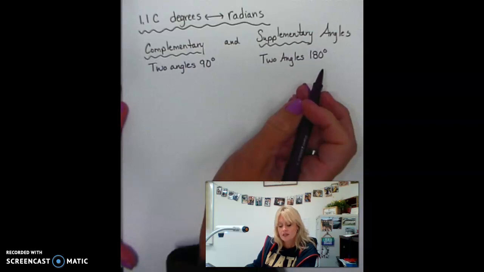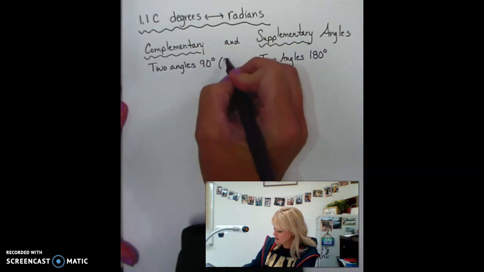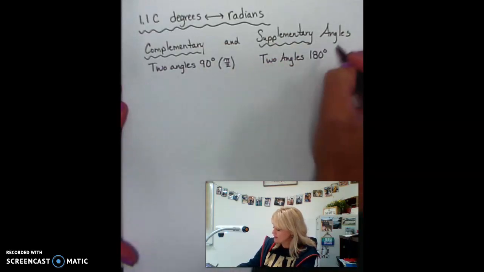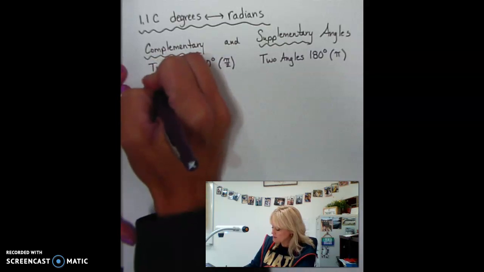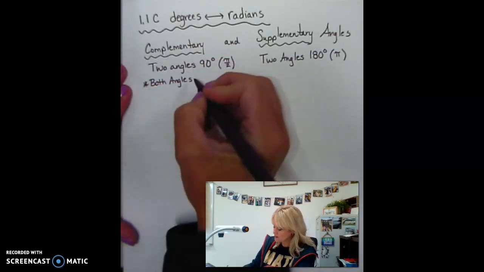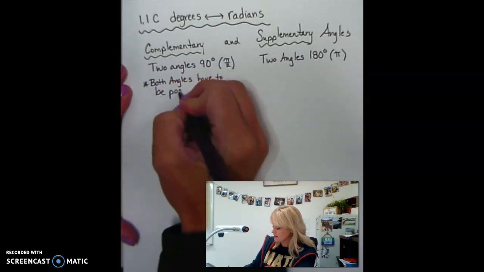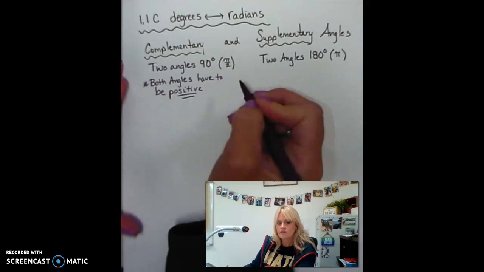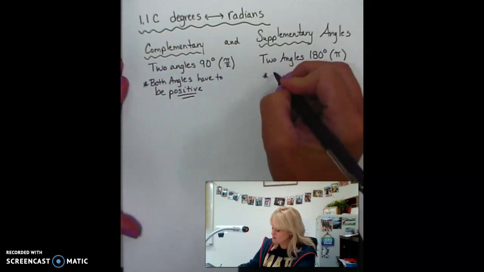Now that's degrees, so what is that in radians? Remember 90 degrees is the same as a half a pi in radians, and 180 degrees is the same as pi in radians. Now, the difference with trig is that both angles have to be positive. So we are not talking about negative angles today. Both angles have to be positive. And that is going to be the hard part for this lesson, is remembering that part. So same thing over here, angles have to be both positive.